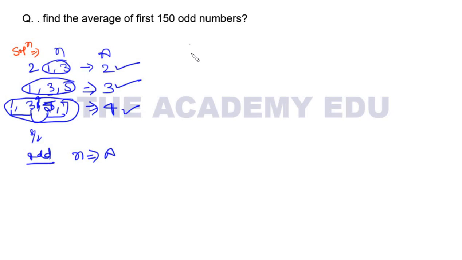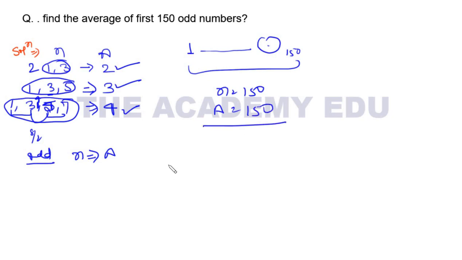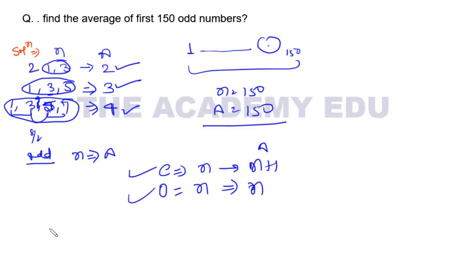So we have odd numbers from 1, total 150 odd numbers. So here there is an odd number which comes on the 150th position, right? So we know the total number is 150. So what is the average? Average is also 150. So very easy. In the case of even numbers, if n is the number, average is n plus 1. And in case of odd numbers, if total numbers are n, average is n. Right? So remember this. Otherwise you need to find it by using the formula.